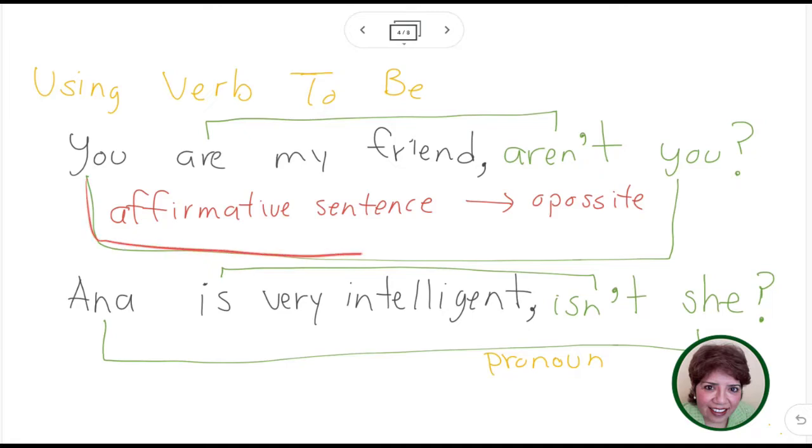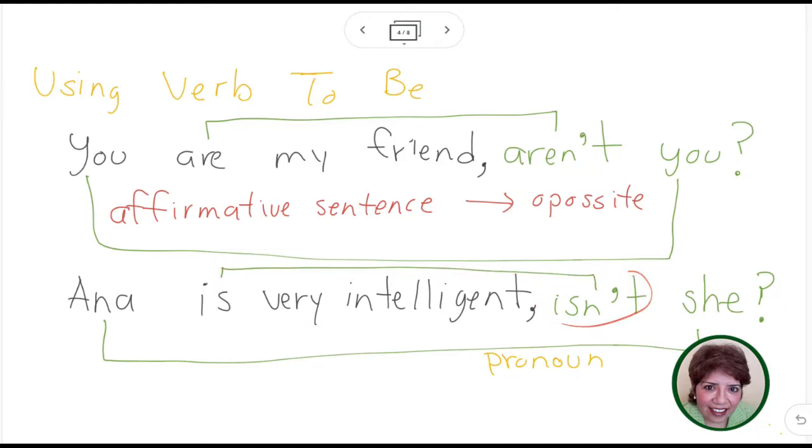And next, we have to write the pronoun. You just copy the pronoun, you. And write, of course, the question mark. Yes, the affirmative sentence, then the tag question has to be in an opposite form, negative. And we have another example. In this case, we don't have a pronoun, we have a name. Anna is very intelligent.